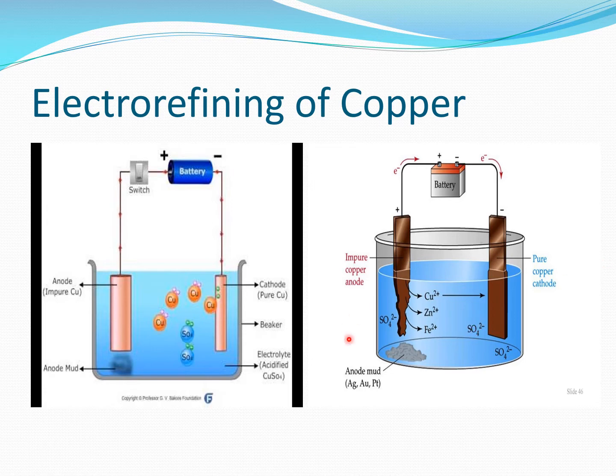You can see in this diagram, the size of anode goes on decreasing, and the thickness of the pure copper plate, which is in contact with the electrolyte, goes on increasing. You can compare the thickness of these two parts of the same plate. So that is how the electro-refining of copper is obtained.